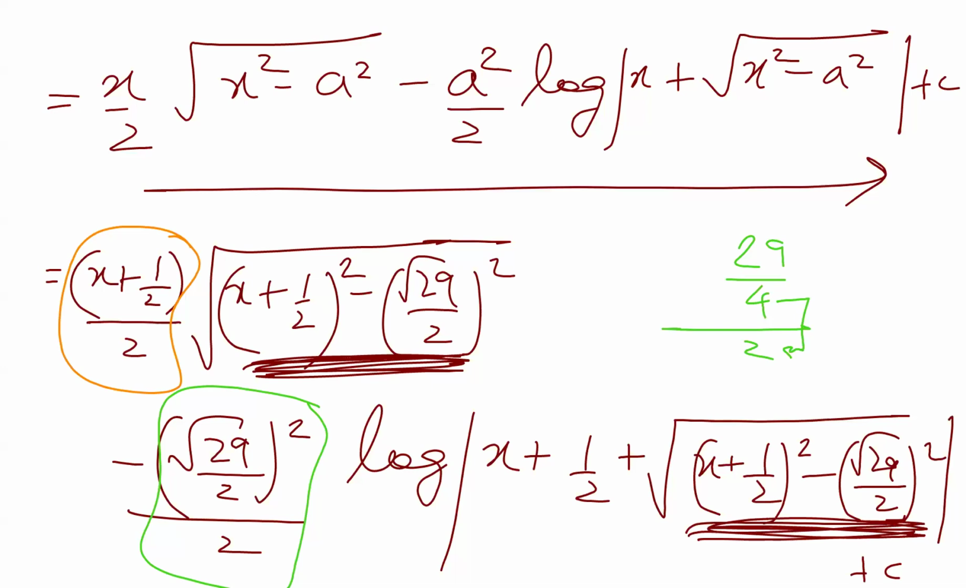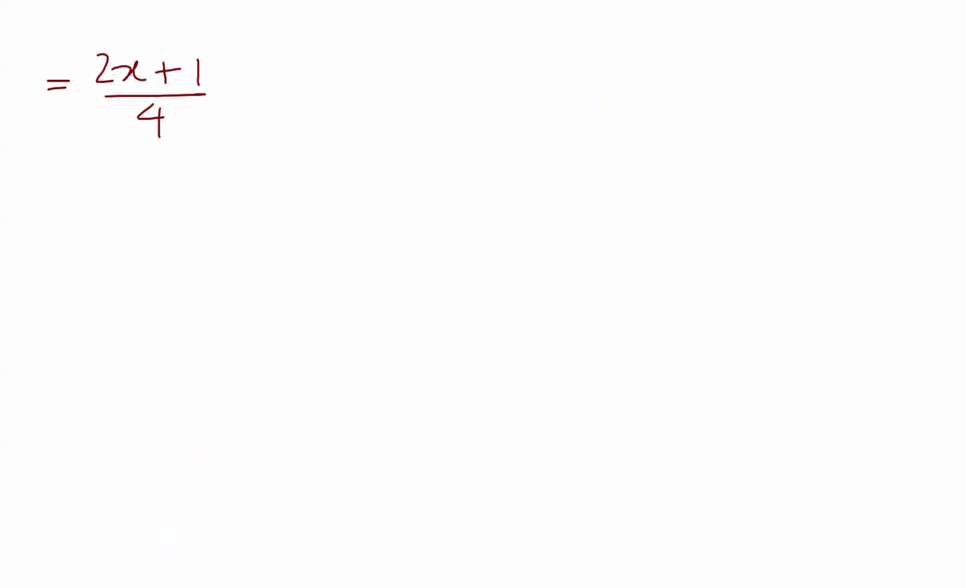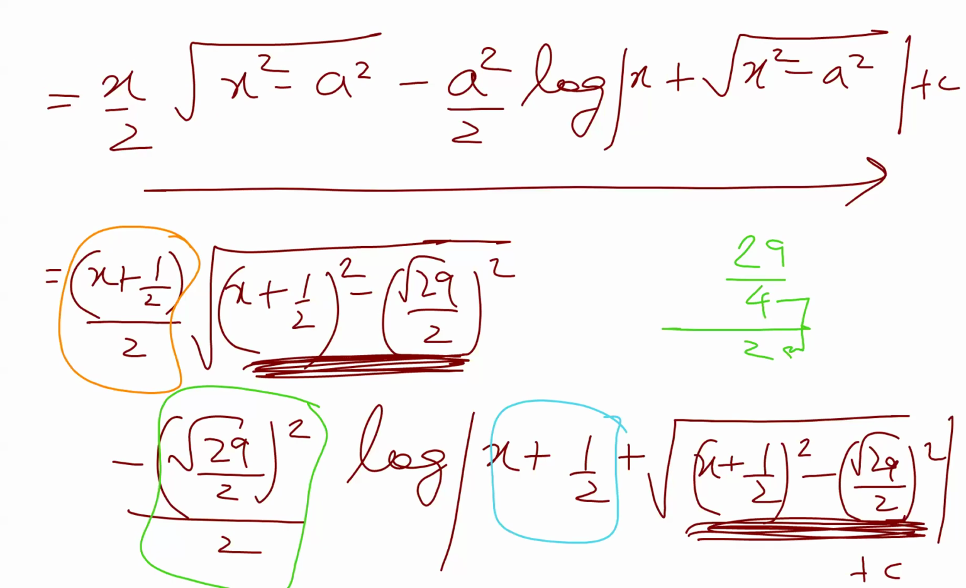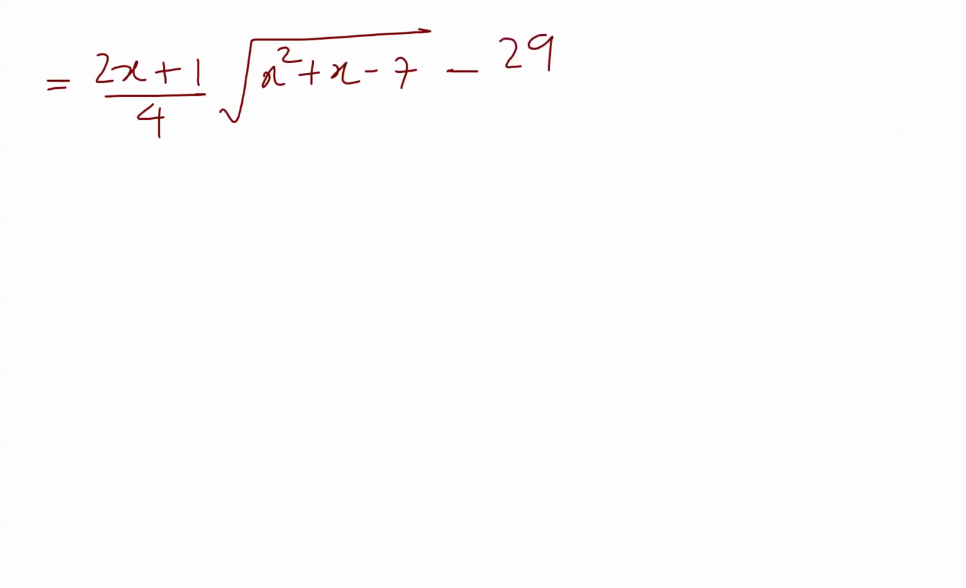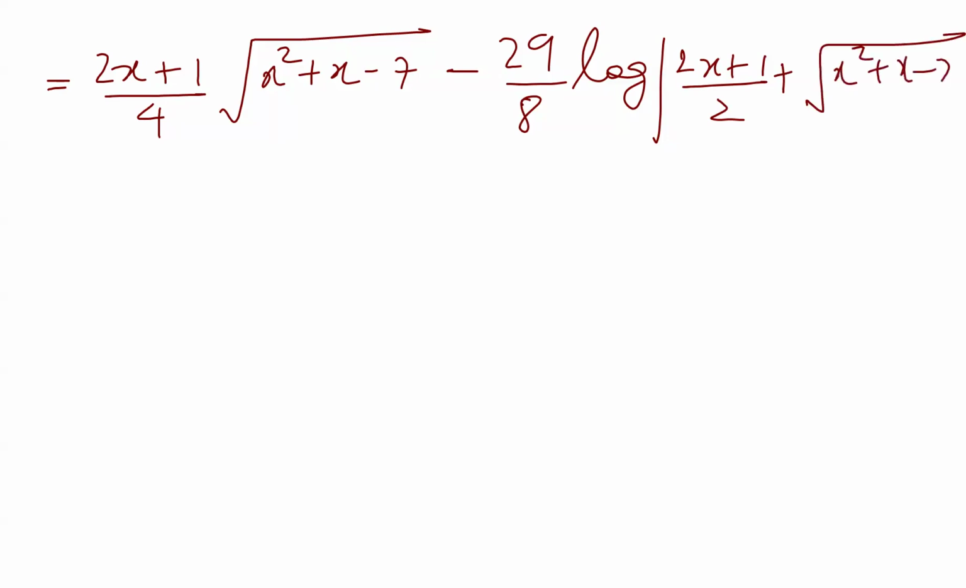And the last term, that is this. This can be 2x plus 1 upon 2. Okay. So 2x plus 1 upon 4 into root of x square plus x minus 7, minus that green colored term, which is 29 by 8 log mod 2x plus 1 by 2 plus root of x square plus x minus 7 plus c.